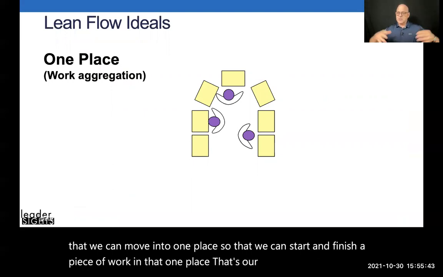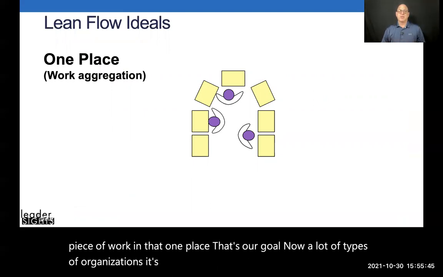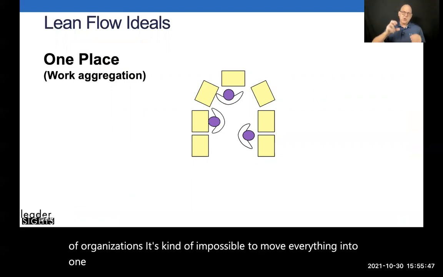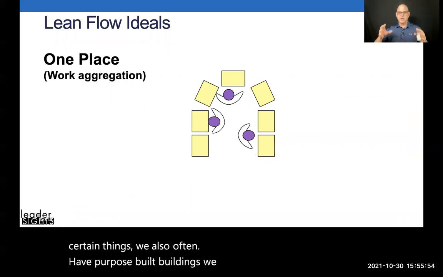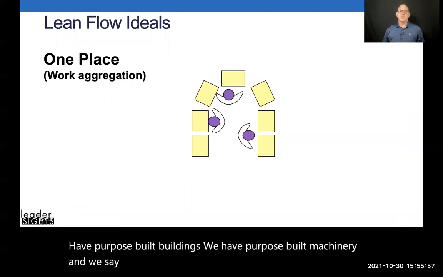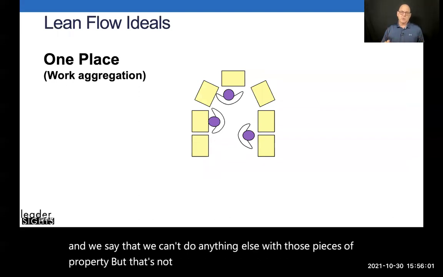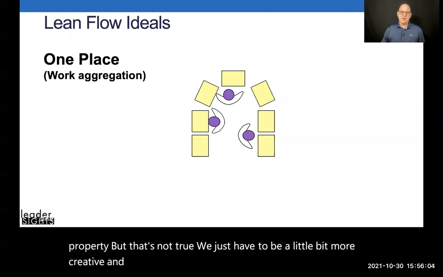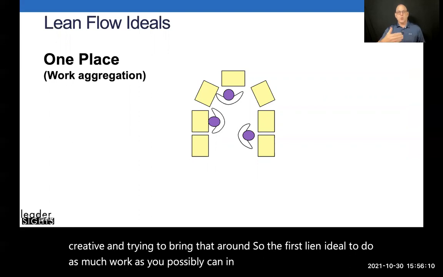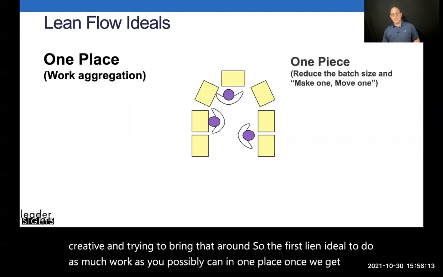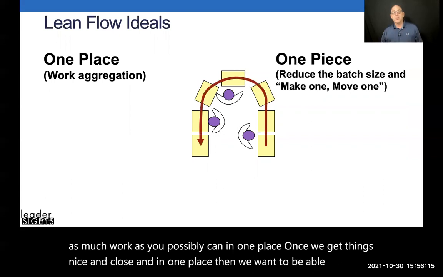Now, in a lot of types of organizations, it's kind of impossible to move everything into one place. But when you start thinking about certain things, we often have purpose-built buildings, we have purpose-built machinery, and we say that we can't do anything else with those pieces of property. But that's not true. We just have to be a little bit more creative and try to bring that around. So the first lean ideal is to do as much work as you possibly can in one place. Once we get things nice and close and in one place, then we want to be able to apply this one piece rule.